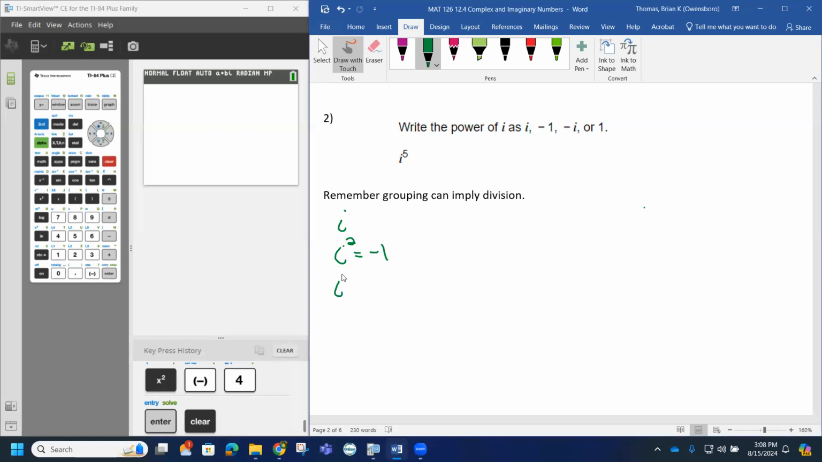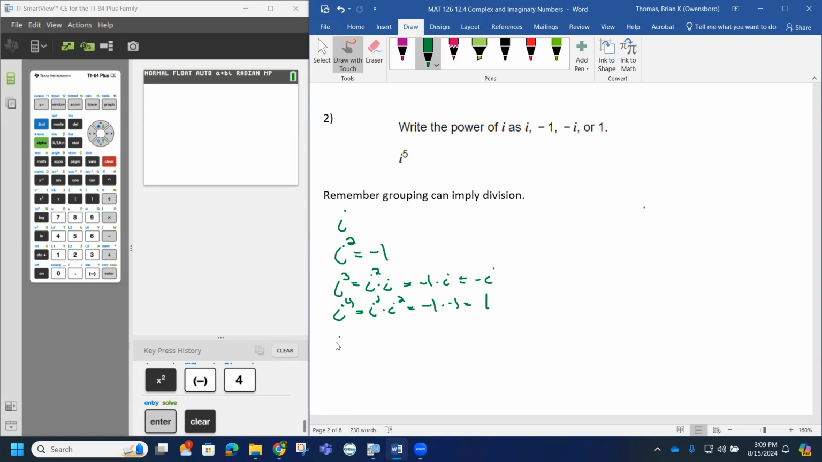i cubed really is the same thing as i squared times i. Well, we know that i squared is -1, and -1 times i is the same thing as -i. And if I do i to the fourth, that is going to give me i squared times i squared. Well, that's -1 times -1, which is going to end up being a +1.